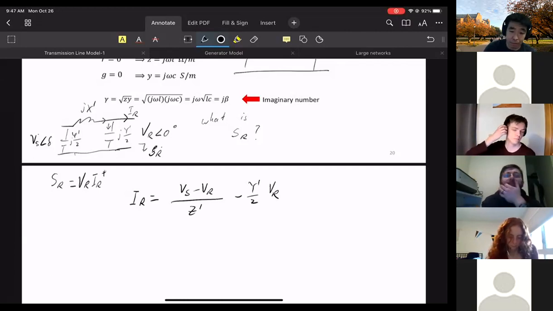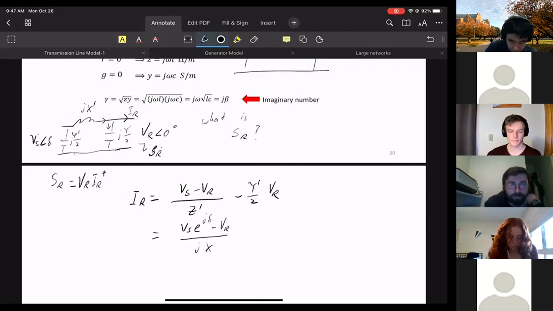Now we just need to substitute some numbers into this. Vs in its complex number form is Vs e to the j delta, minus Vr, where Vr is a real number since its angle is zero, over jX prime, minus Y prime over two. We substitute Y prime with j omega C prime L over two times Vr. We write it this way because once we multiply to get SR, we want to separate out the real and imaginary parts of the power. So we do this calculation.